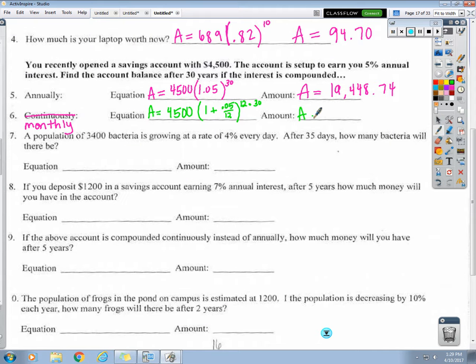So it really benefits you if this is an account where you're making money for them to compound it more often. You make a little bit more money. Okay, I want you to try 7 and 8.